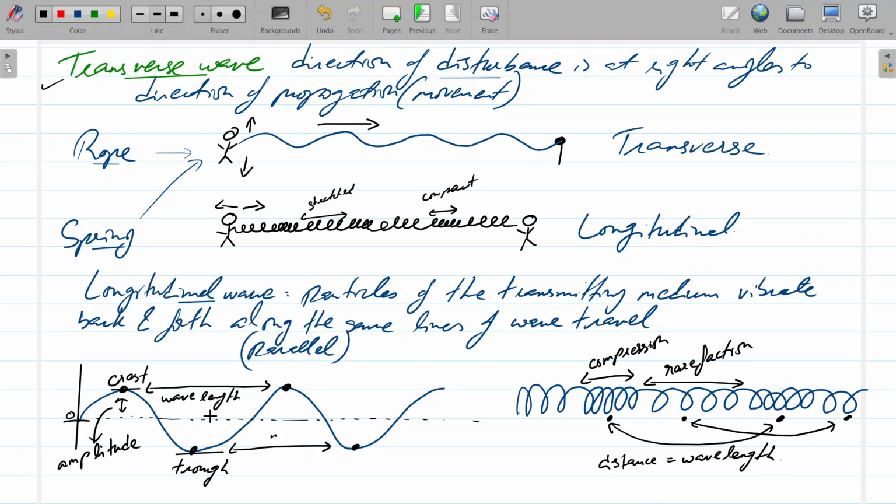So transverse waves have crests and troughs. Longitudinal waves have compressions and rarefactions. Both of them have wavelengths, and transverse waves also have an amplitude. These longitudinal waves don't have amplitudes.